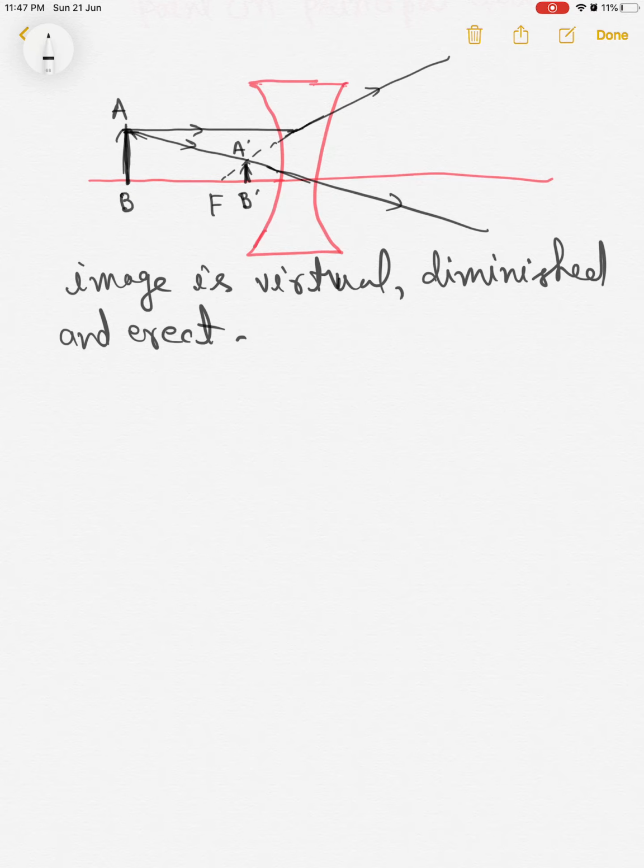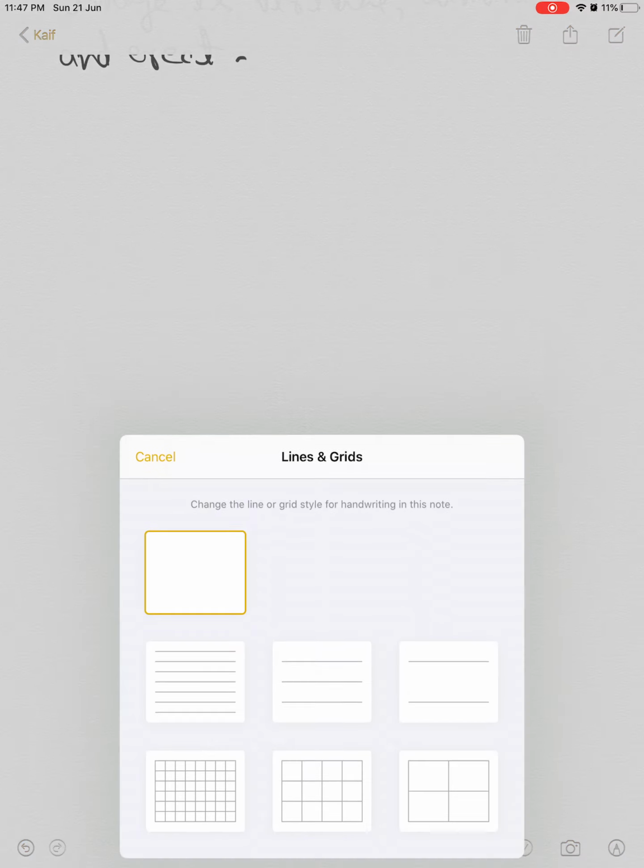Now, uses of lenses. A convex lens is used to see tiny objects. It is used as a simple microscope. It is also used in a compound microscope, and the concave lens is used in the laboratory and can also be used in microscopes.